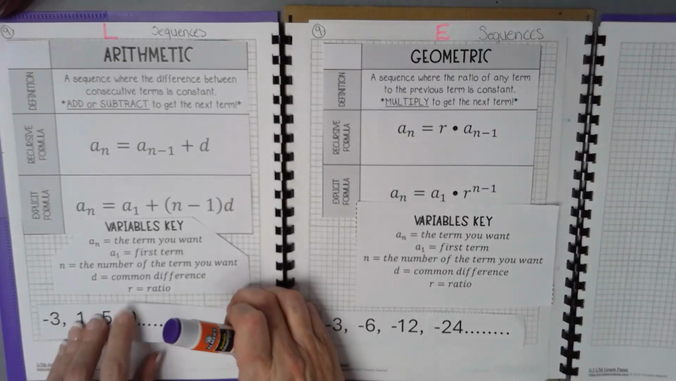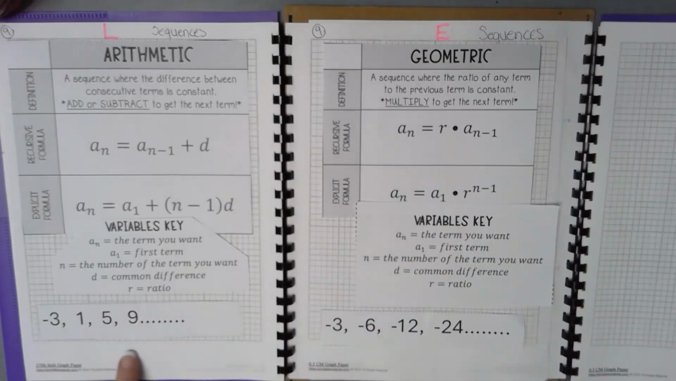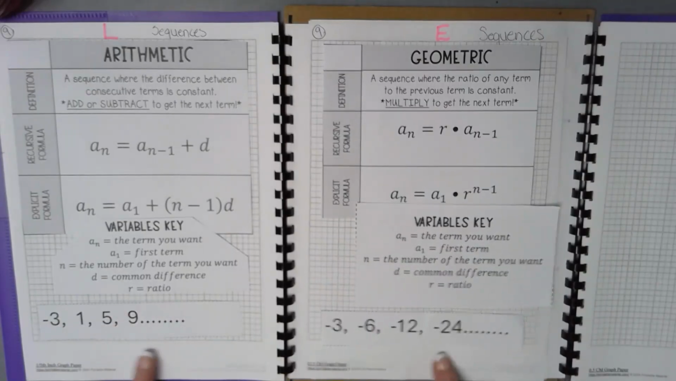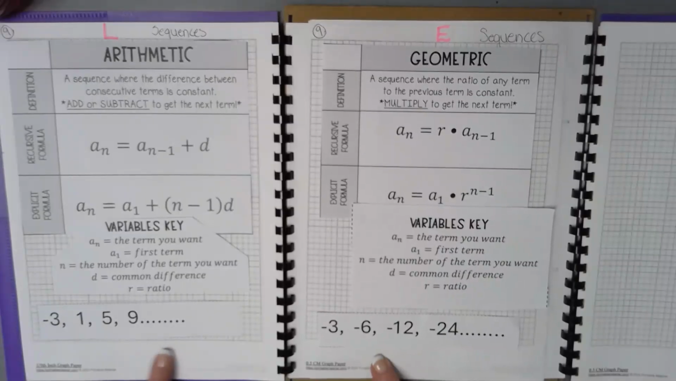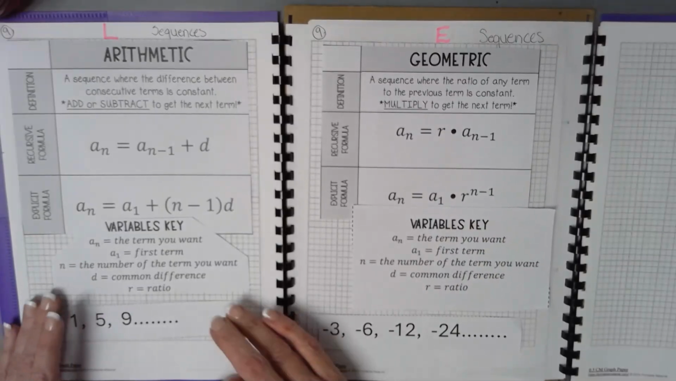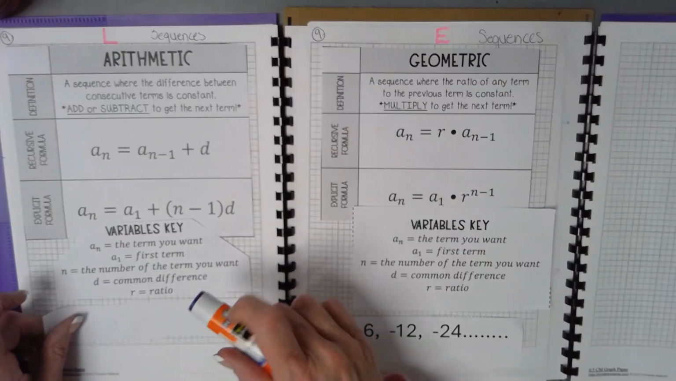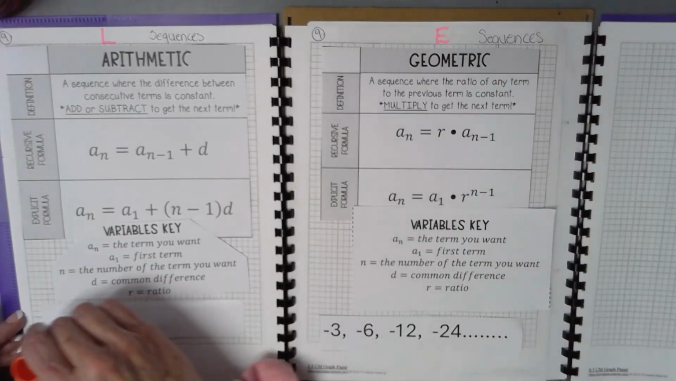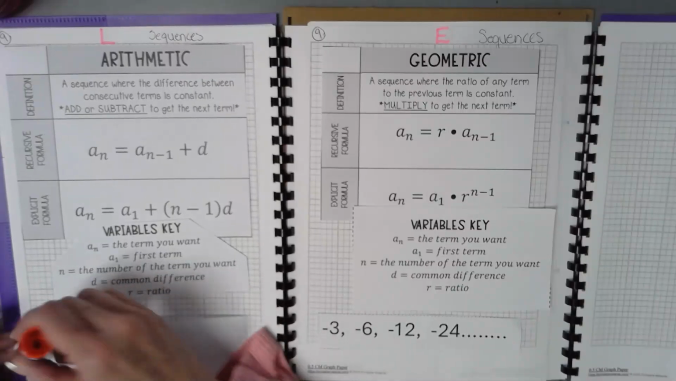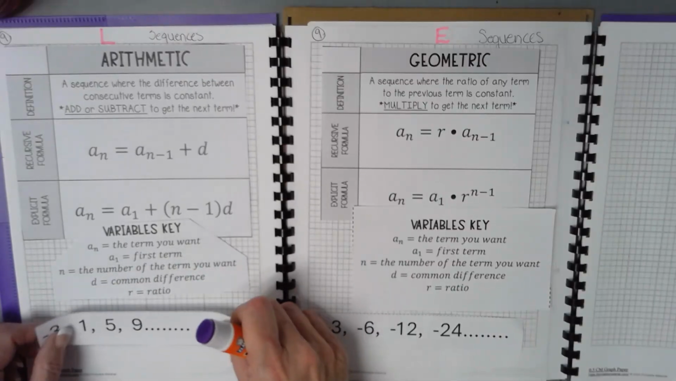So y'all can glue. And if you've got room to leave a little space here, this is where I'm going to write an equation for the sequence, right here at the bottom. Okay? So if you can leave some room at the bottom, just a little bit, to write a line of something.